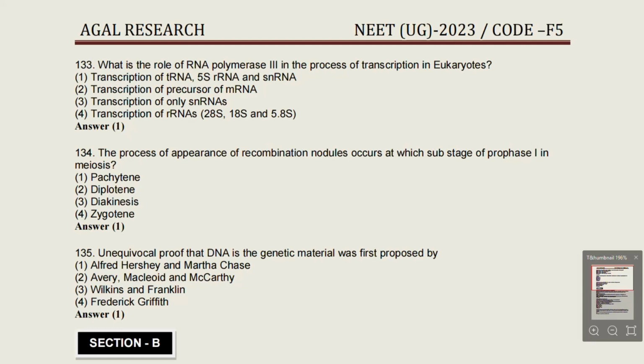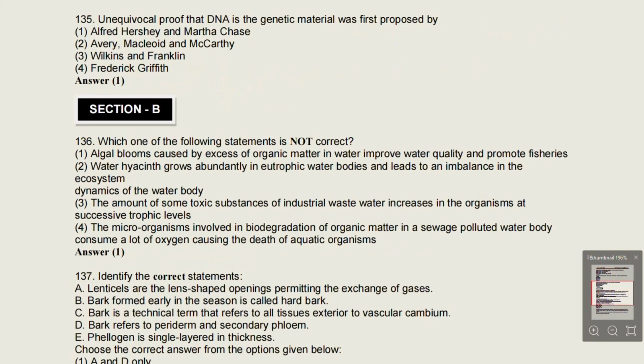So the next one is, the process of appearance of recombination nodules occurs at which substage of prophase first in meiosis? The answer is option first, Pachytene. This question is taken from Unit 3, Cell Structure and Functions, Chapter 10, Cell Cycle and Cell Division. So the next one is, unequivocal proof that DNA is genetic material was first proposed by option first, Alfred Hershey and Martha Chase. This question is taken from Unit 7, Genetics and Evolution, Chapter 5, Molecular Basis of Inheritance.